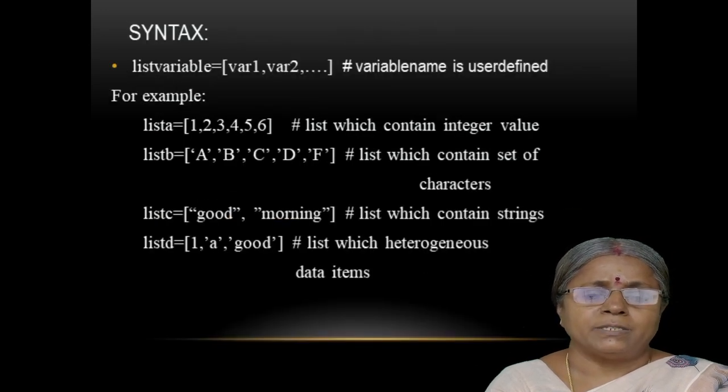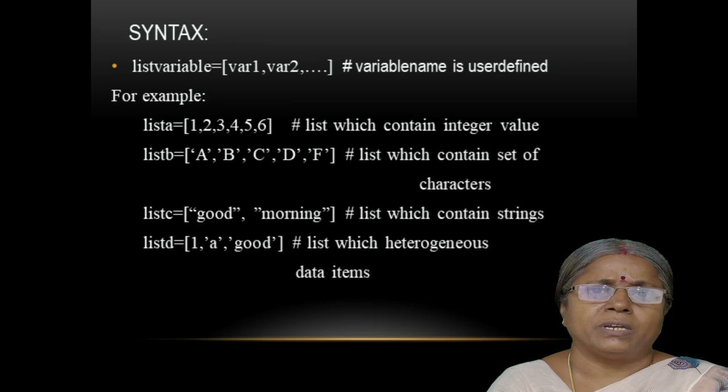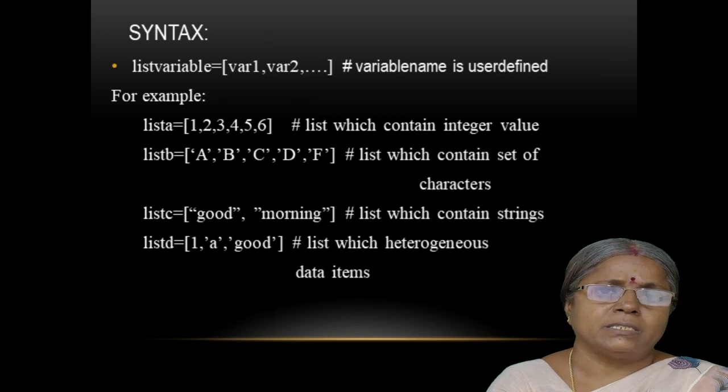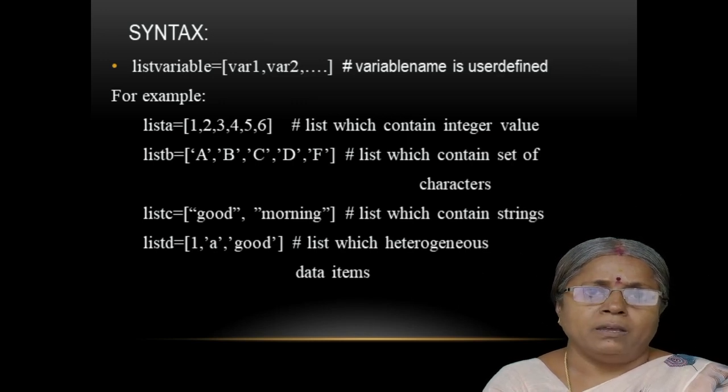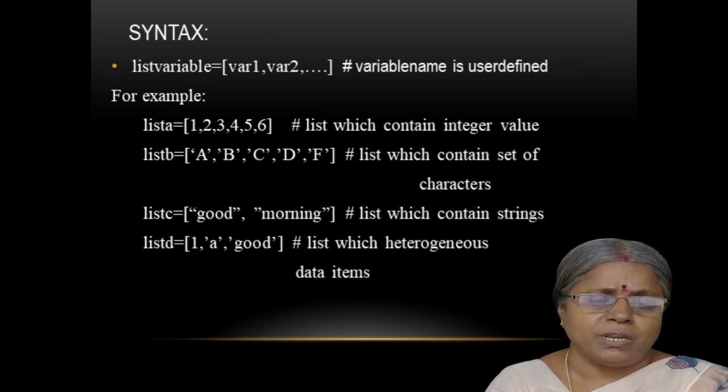Here is the syntax for representing the list. The basic syntax is list variable equal to, within the square brackets we can specify the list of values separated by a comma. Here are some examples for creating a list. The list may contain a collection of integers only, that is, list A contains a list of integer values. We can create a list with a collection of characters. Here list B is a list variable which contains a collection of alphabets.